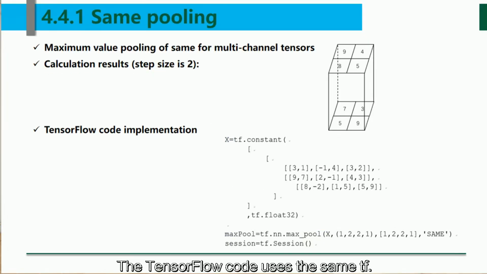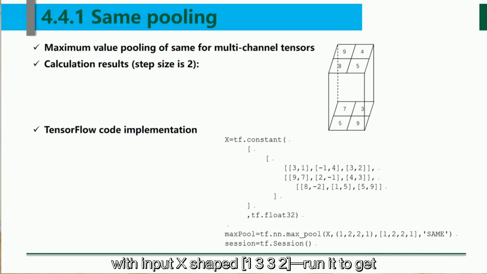The TensorFlow code uses the same tf.nn.max_pool with input x shaped 1, 3, 3, 2. Run it to get the 2 multiplied by 2 multiplied by 2 output.